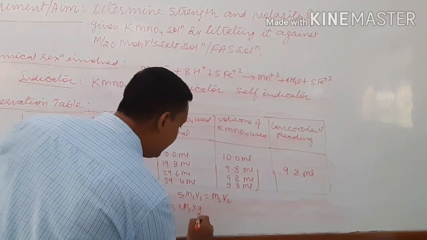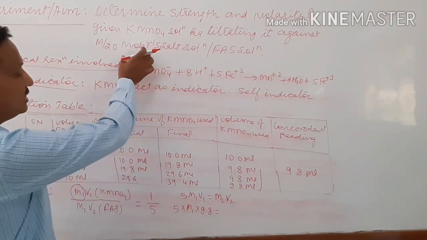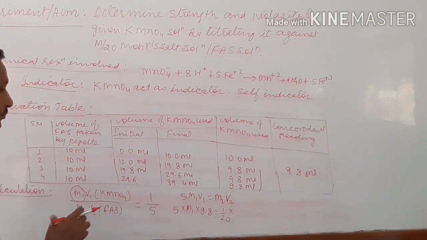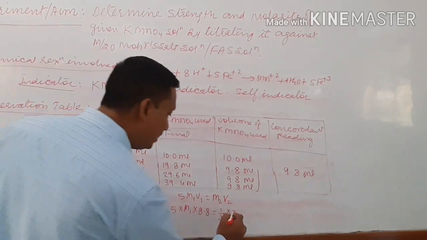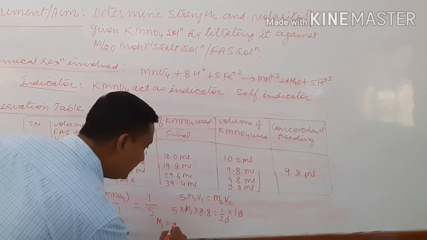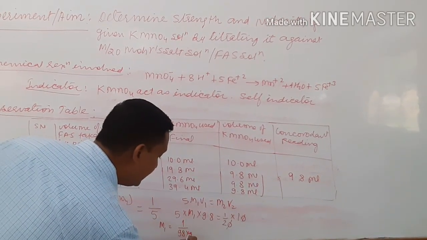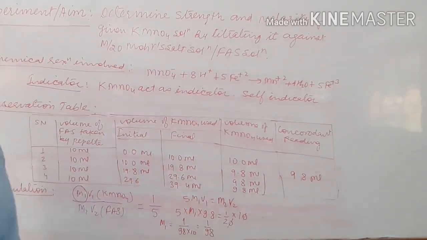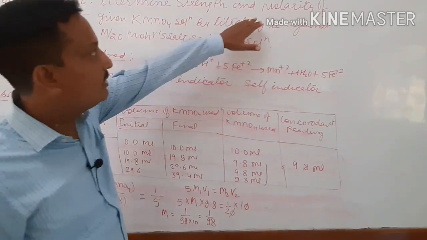it is 9.8, equal to m2, the molarity of ferrous ammonium sulfate given, 1 upon 20, then v2, the ferrous ammonium sulfate used, it is 10 ml. So we can easily calculate m1 would be equal to 1 upon 9.8 into 10, that means 1 upon 98, it would be the molarity of KMnO4. So here we have calculated the molarity.